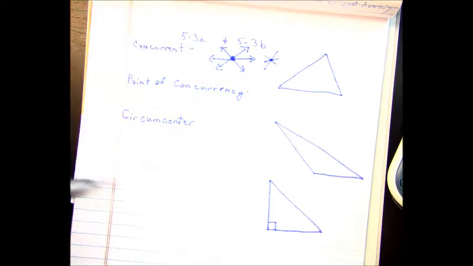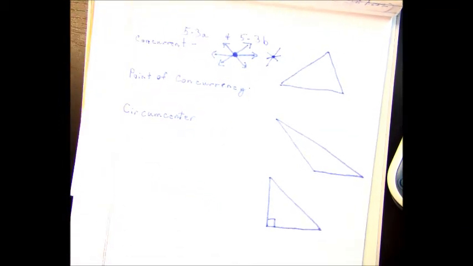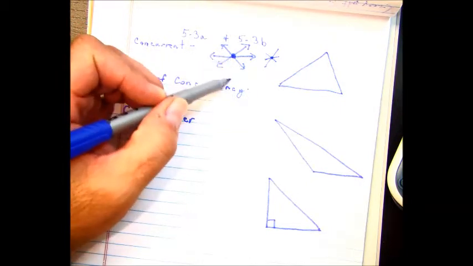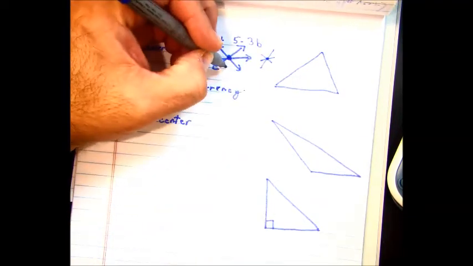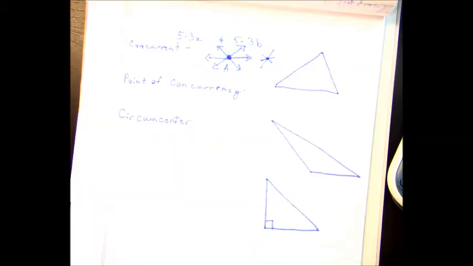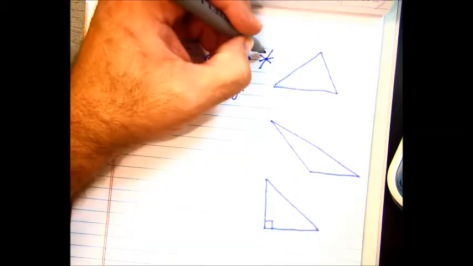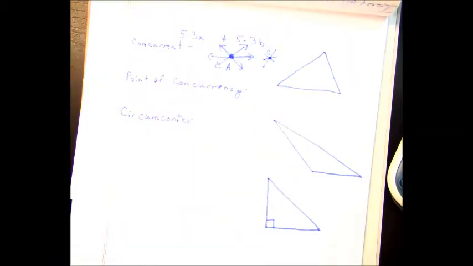All right. Where the concurrent lines meet is called the point of concurrency. So the point at which they all meet is called the point of concurrency. And remember, points are labeled with capital letters. So point A would be the point of concurrency. Point C would be the point of concurrency. It's understanding what the point of concurrency is. And we have several different types of points of concurrency. The one we're going to talk about right now is called the circumcenter.